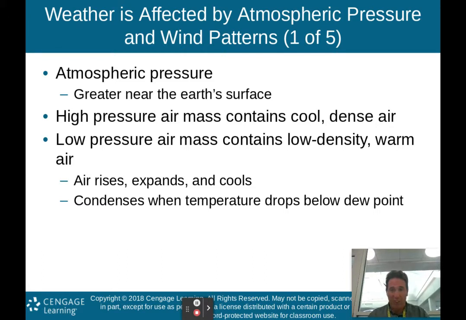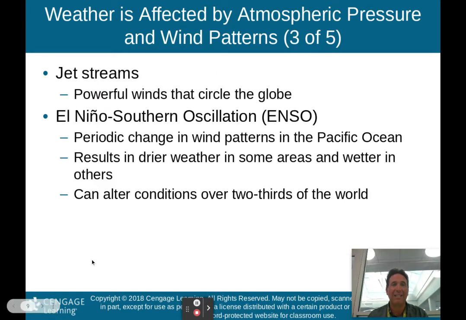In addition, we talked about previously, high pressure contains cool, dense air, while low pressure usually contains low density, warm air. And that air rises, expands, and it cools. So remember back to earth science. As air rises, it expands and it cools to the dew point. Once the temperature and the dew point are equal, you have a relative humidity of 100%, and then clouds begin to form, and then in most cases, some type of precipitation will follow thereafter. Okay, so that's basically how it works.